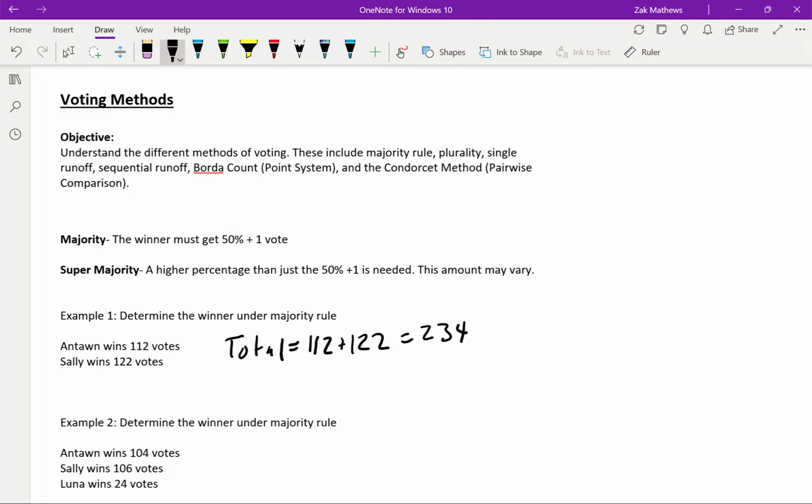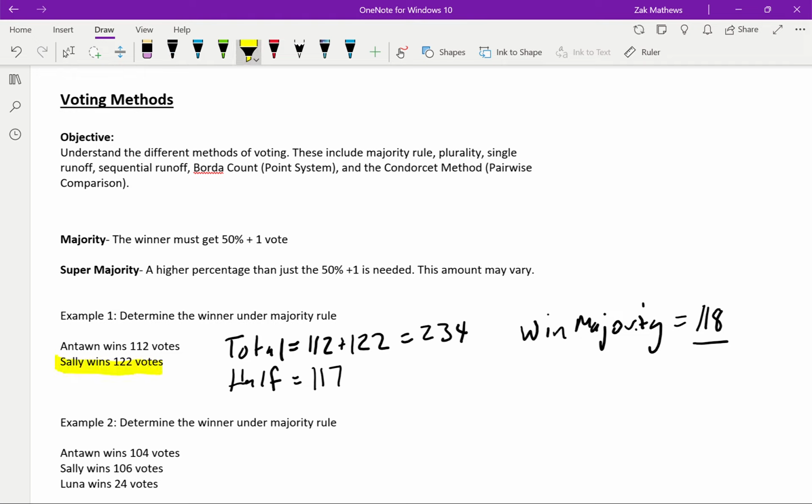So if we think about half of that, or 50% same as half, that would be 117. So to win majority, these candidates need 117 plus 1, or 118. That's the magic number they have to get to. And so, obviously, if we look at these votes, Sally wins the election because she is over that majority. So Sally would be the winner of this election.